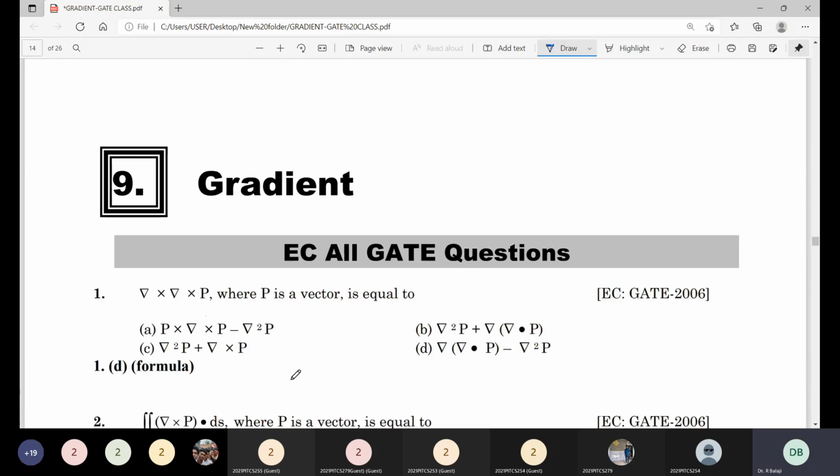Now we are going to solve the GATE questions. So far we have seen the basics of vector calculus. Now we are going to solve the GATE questions.